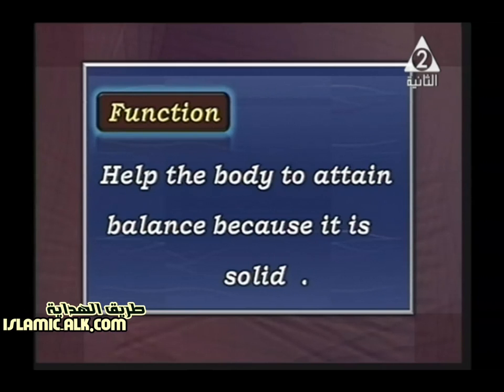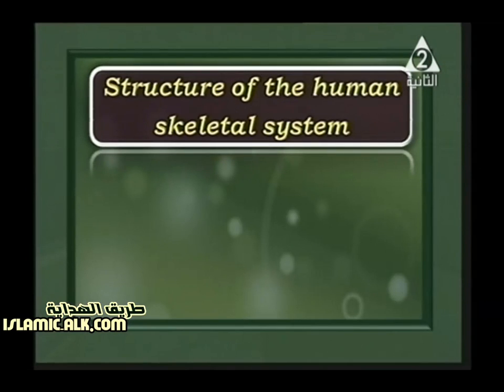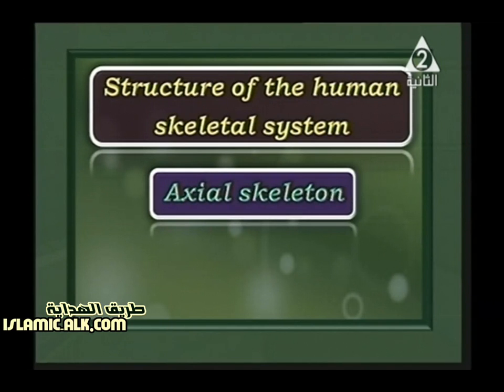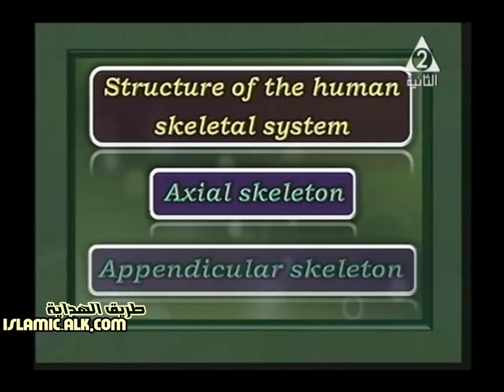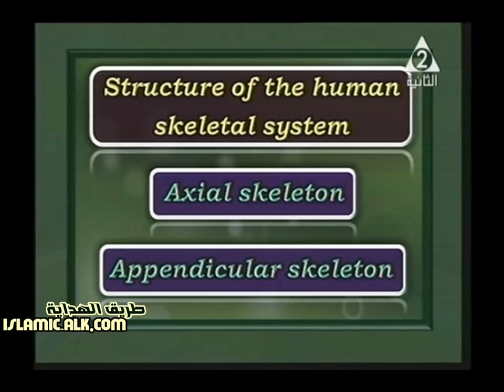And what about the helping attain? Attain means to restore, to recover the balance of the body, because it's solid, it's made up of bones. Structure of the human skeletal system: axial skeleton and appendicular skeleton. We're going to study each part in detail.